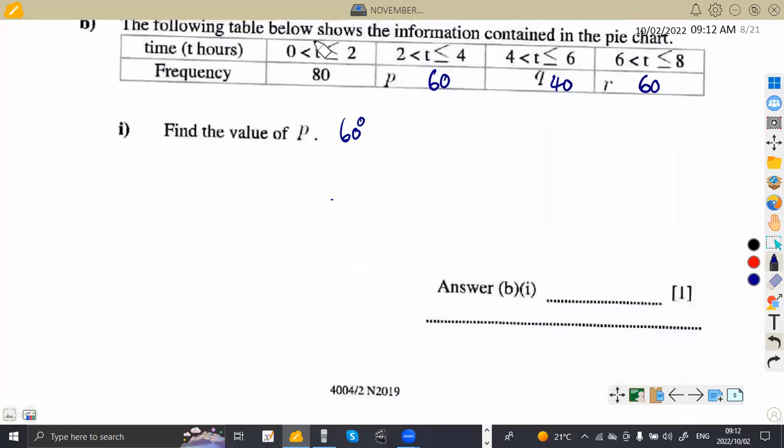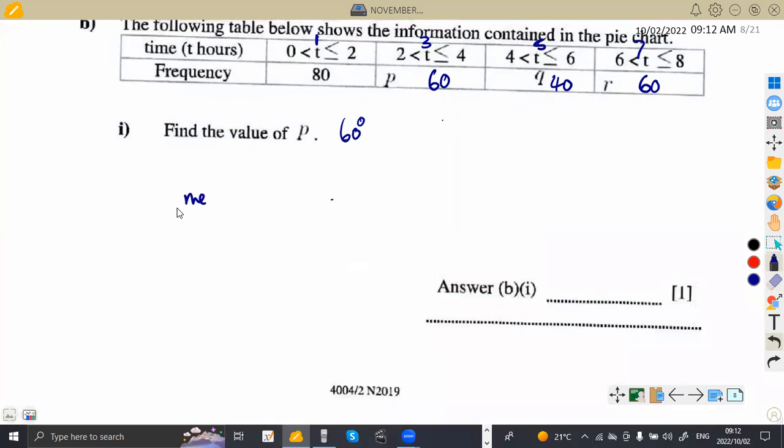You have to find the class center here. So you add 0 plus 2 divided by 2 is 1 here. You do the same, 2 plus 4, that is 6 divided by 2, which is 3. 4 plus 6, which is 10 divided by 2, which is 5. Here 6 plus 8 is 14, divided by 2 which is 7. So you find the class centers.